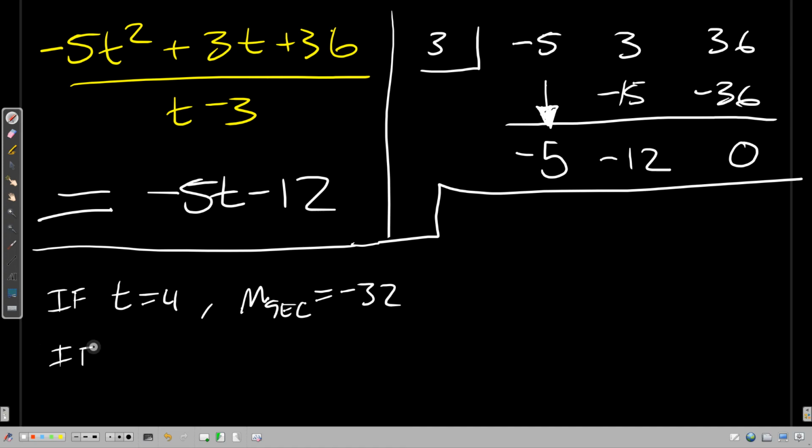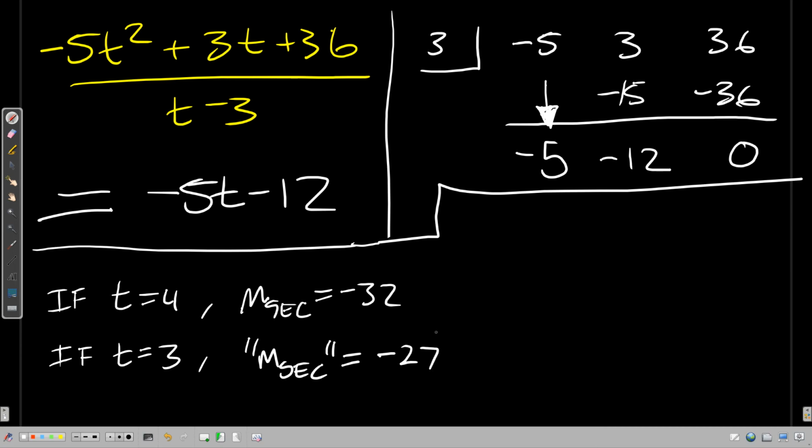If t started to decrease down towards 3, let me just put in 3 and cut to the chase. If t was exactly 3, then whatever this would mean, m secant, I'm putting it in quotes, what would you get? It looks like minus 15 minus 12. So that'd be a minus 27.